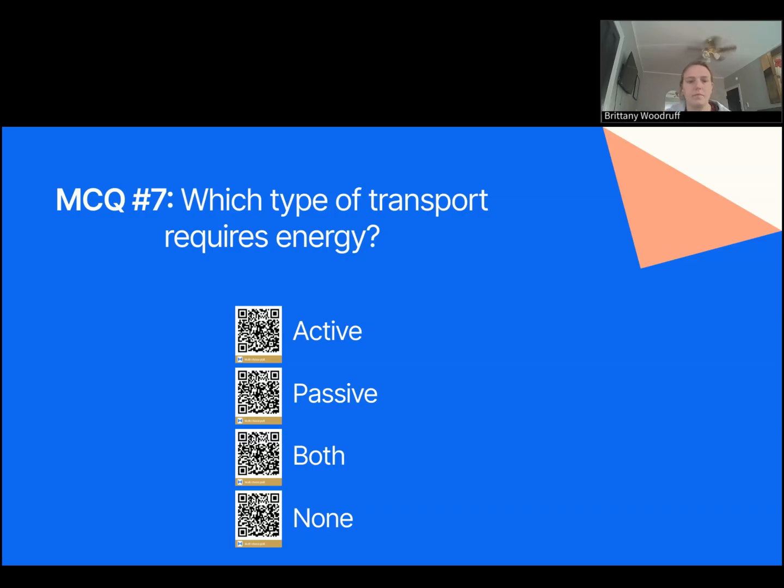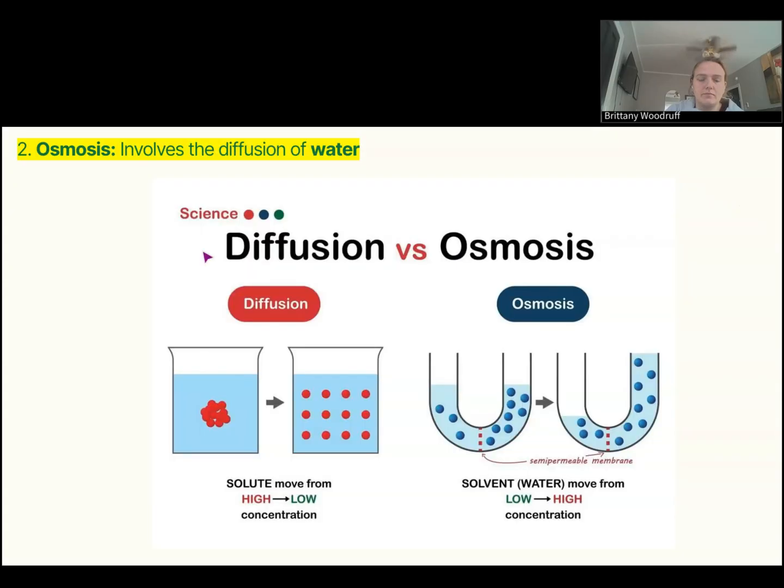All right. So type of transport that requires energy, active transport. If you are being passive, you are not using up energy. So type of transport that requires energy, active. Now, starting with two different types of, you might need to leave, oh, right. You can't hear what I'm saying.